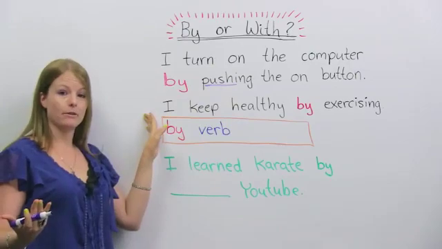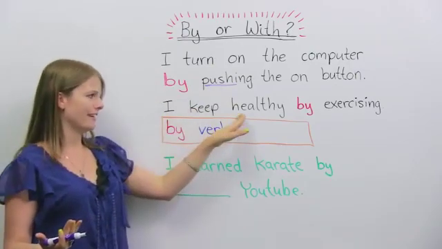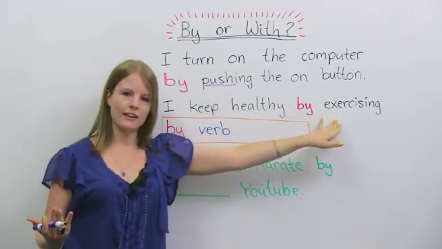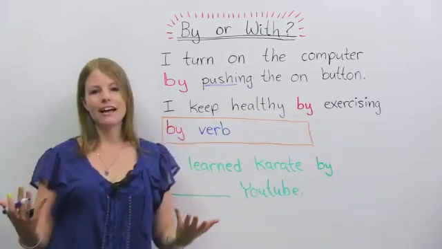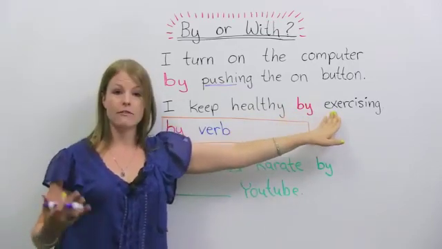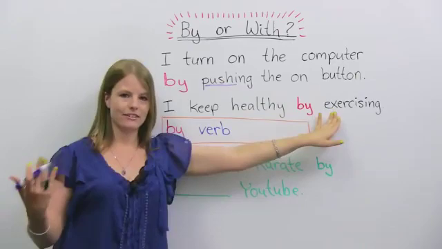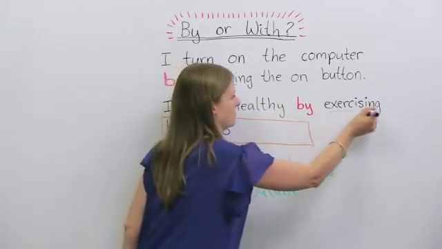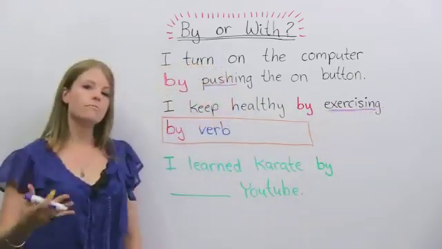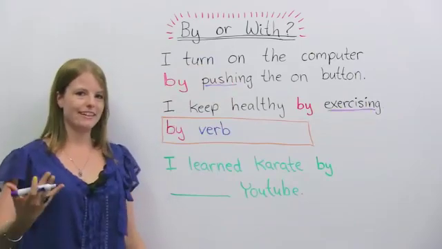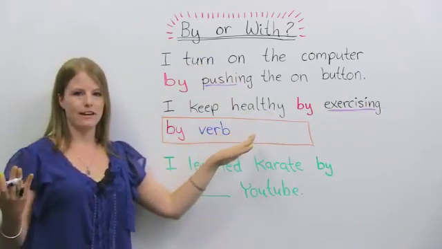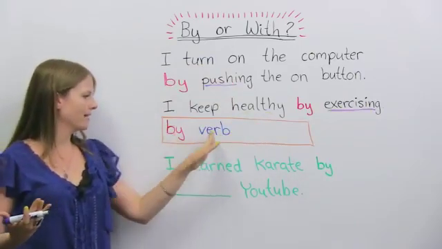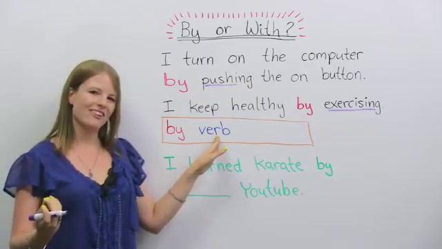Let's look at another example. I keep healthy by exercising. So again, after by, you'll notice we have a verb, exercise. Okay, in this case, it's exercising. So one of the first things to notice is after by, we often have a verb. So I have here by, verb, but that's not all.